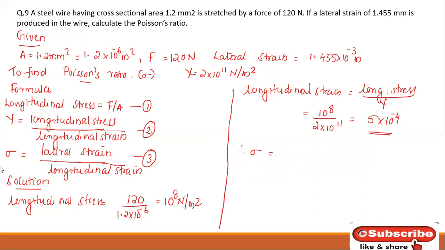That is equal to lateral strain, which is given, 1.455 into 10 raised to minus 3, it is given in the question, upon longitudinal strain. Longitudinal strain is 5 into 10 raised to minus 4. On solving this, we will get 10 raised to minus 4. When it goes to the numerator, it will become 10 raised to plus 4. Plus 4 and minus 3, we will get a 10. So we will get 14.55 divided by 5, that is equal to 0.291.